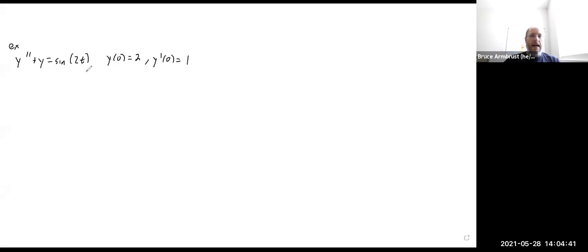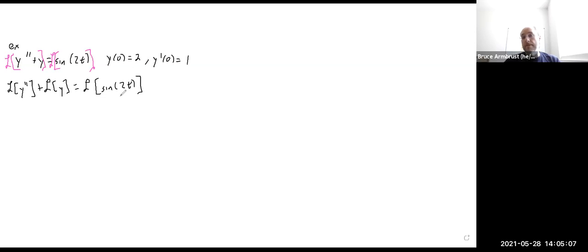So like we discussed last time, you can take the Laplace transform of each side. It is a linear operator. So that means here on the left, this is going to be the same as the Laplace transform of y double prime plus the Laplace transform of y. So we can actually split that up.